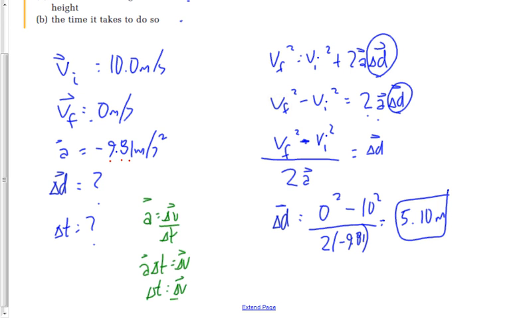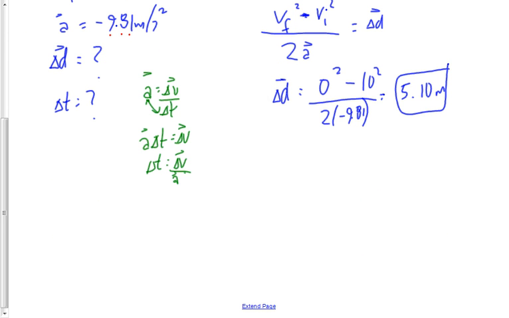Little shortcut there. Little shortcut is when you've got something like this and you want to switch places, the A and the T, just switch places. When one's on the top and one's on the bottom, you can do that. You can switch places like that.